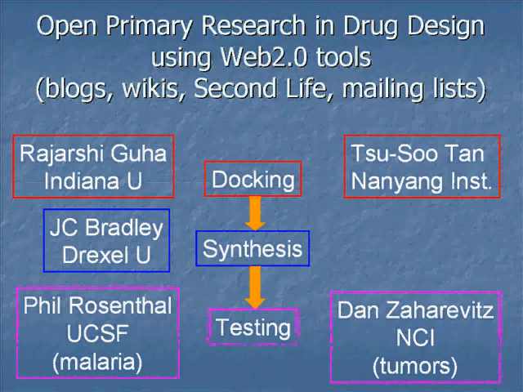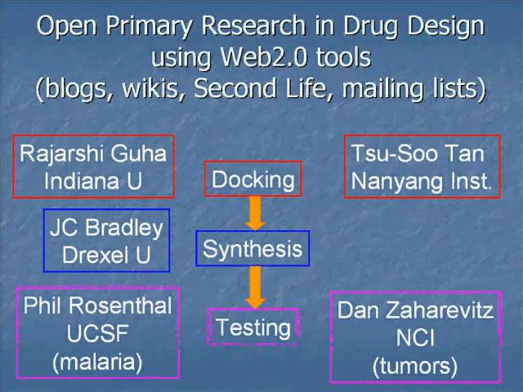I'm not going to talk too much about the details of the organic chemistry, but just to give you a global idea, we are trying to make anti-malarial compounds. My group is in the middle at Drexel, and we do the synthesis of compounds. Before that, we have Rajarshi Guha at Indiana University, who's doing docking for us. So he's telling us which compounds to make.